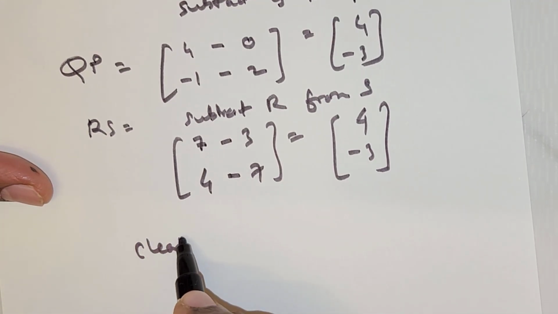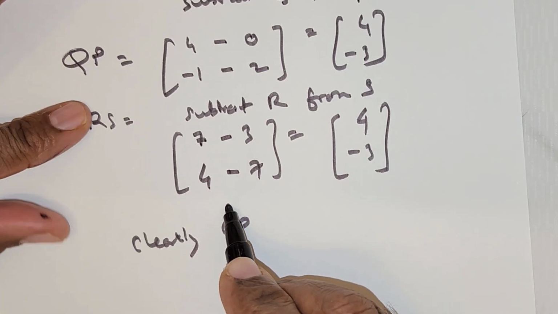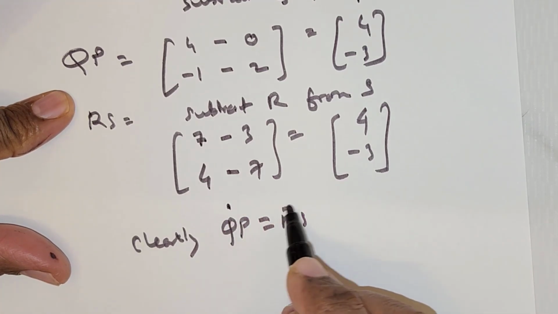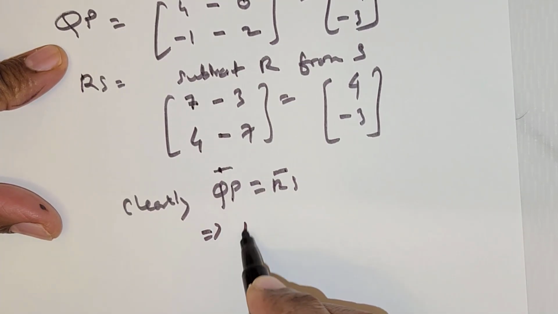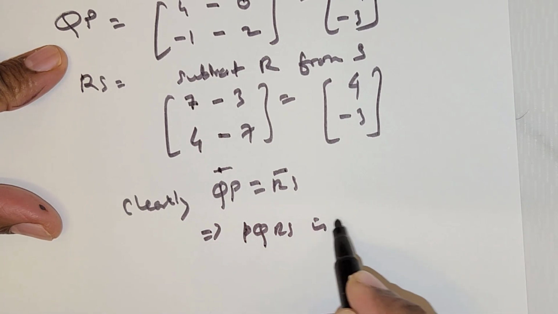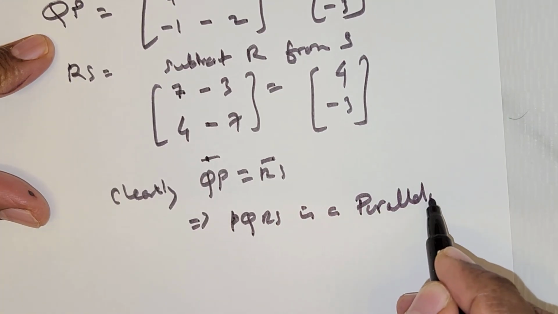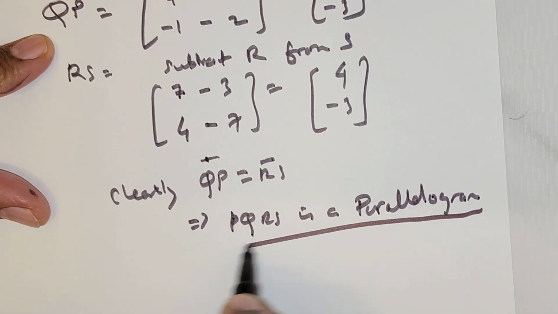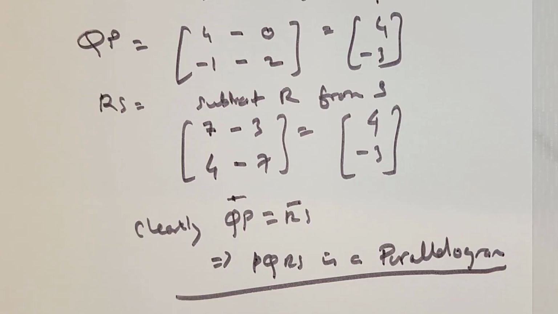So clearly QP vector is equal to RS, right? So this means PQRS is a parallelogram. Okay, so that completes this paper.